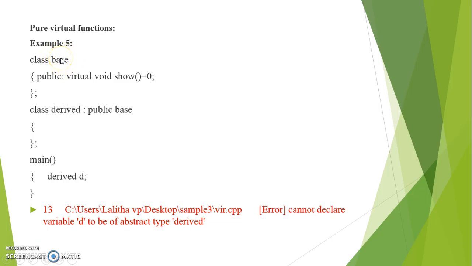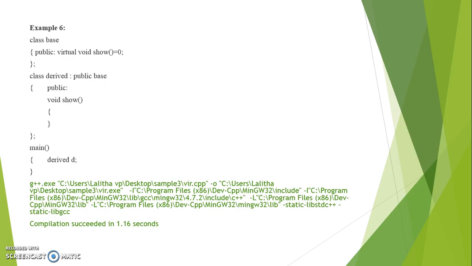This is called an abstract base class. Whenever we have a pure virtual function in a class, that class becomes an abstract base class. That means you cannot instantiate it or create an object of that class. Whenever you derive the class, you have to redefine the function, otherwise the derived class will again be treated as an abstract base class. So for this derived D we get an error: cannot declare variable D to be of abstract type derived.